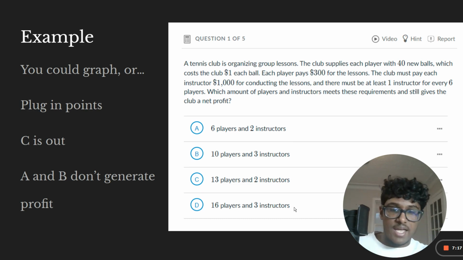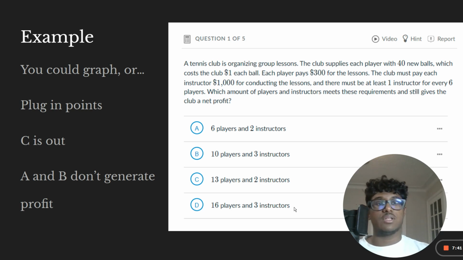So if we look at A and B, originally I would recommend going for B because that's the middle option, if you don't know the correct answer. I always like going for the middle option because the two extremes tend to not be it. But after calculating B, you realize that 3 instructors by themselves cost 3,000, and each player pays 300. So you're already not turning a profit. You're already barely even, not even calculating the cost of the 40 new balls, right?